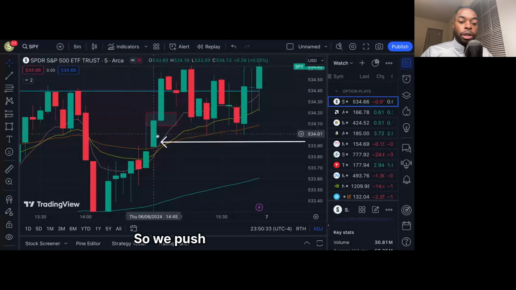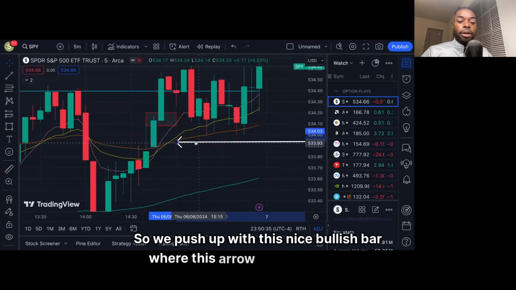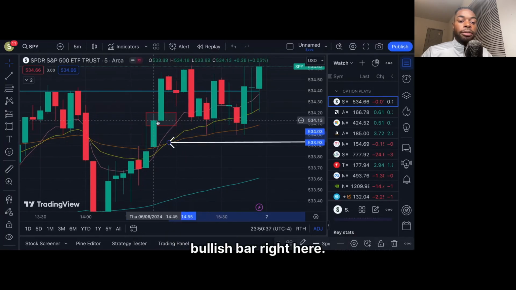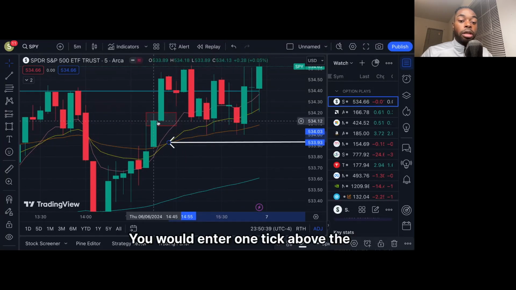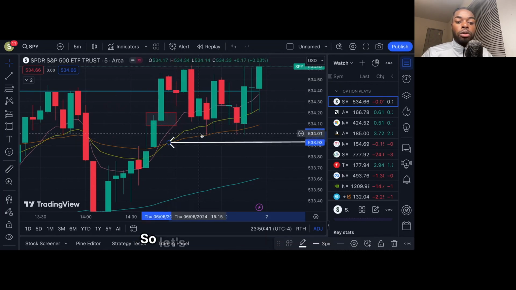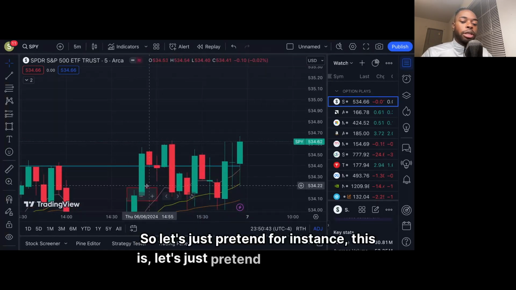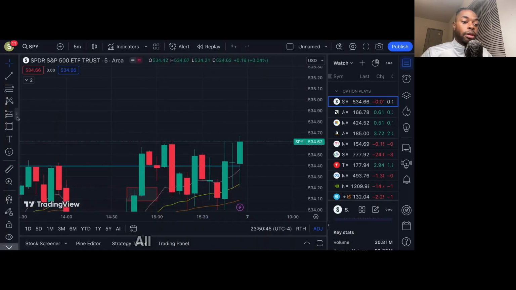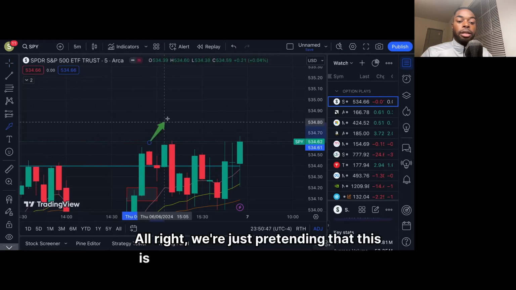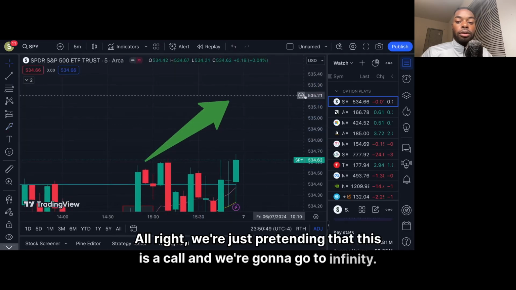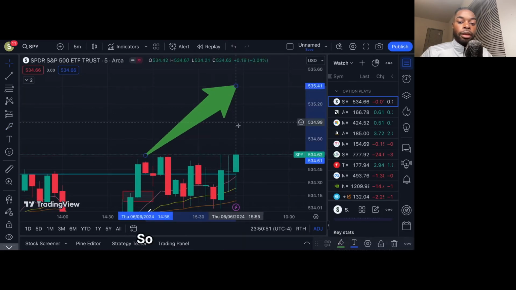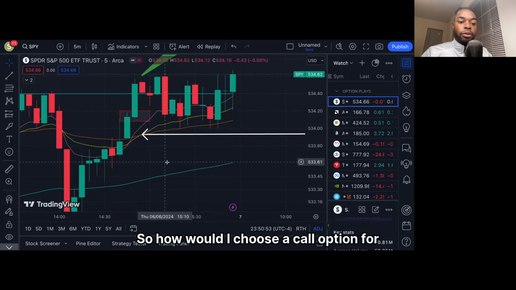So we push up with this nice bullish bar where this arrow is pointing to. You would enter one tick above the close of that bullish bar. So let's just pretend this is going to go to infinity. We're just pretending that this is a call. So how would I choose a call option for this?